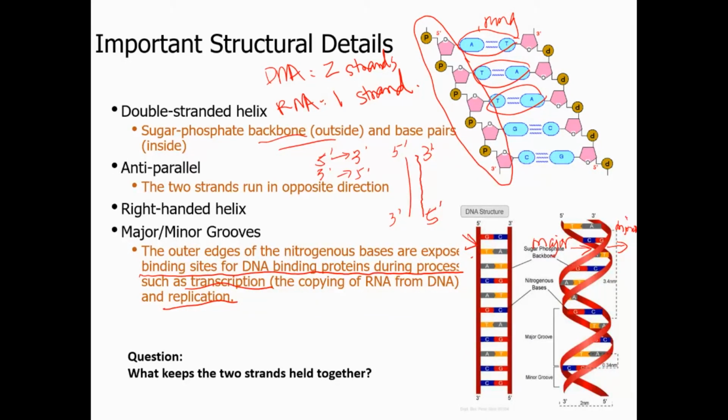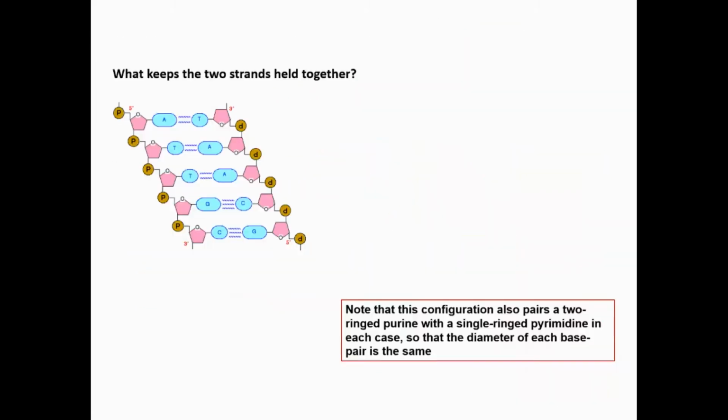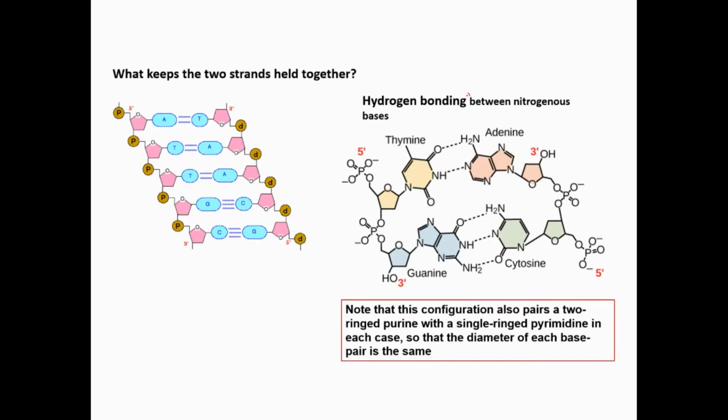Okay, now here's the question. What keeps the 2 strands held together? Okay, so the answer is going to be the hydrogen bond. I don't know if you remember the hydrogen bond. Remember we talked about ionic bond, we talked about covalent bond, and the weakest one, the last one, is the hydrogen bond. So the 2 strands are held together by the hydrogen bonding between the nitrogenous bases. So you can see there are 2 hydrogen bonds between A and T. And then how many for C and G? 1, 2, 3, right? So C and G will have 3 hydrogen bonds.